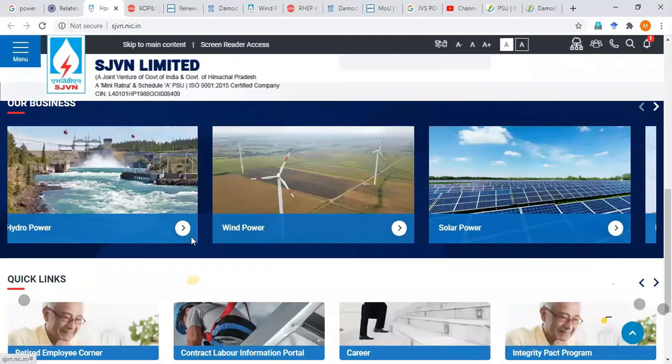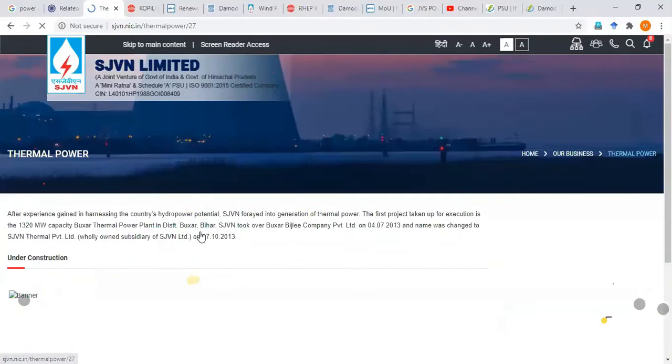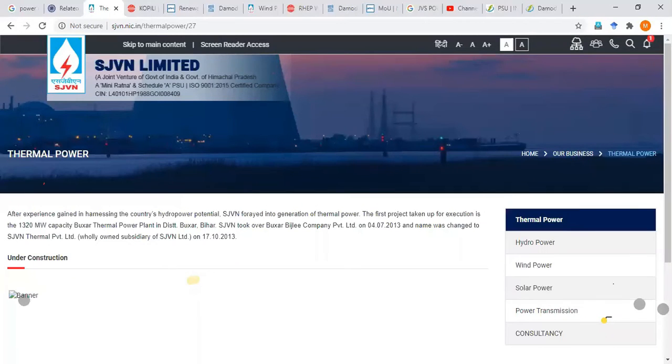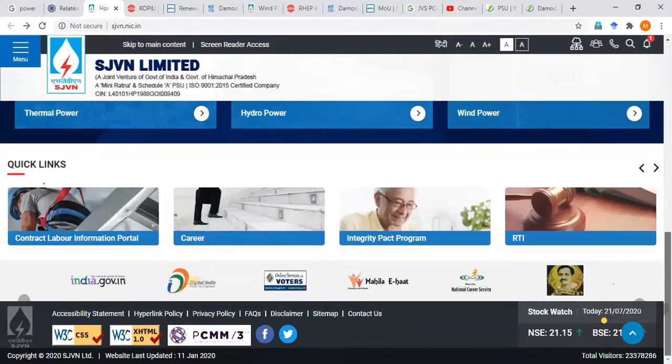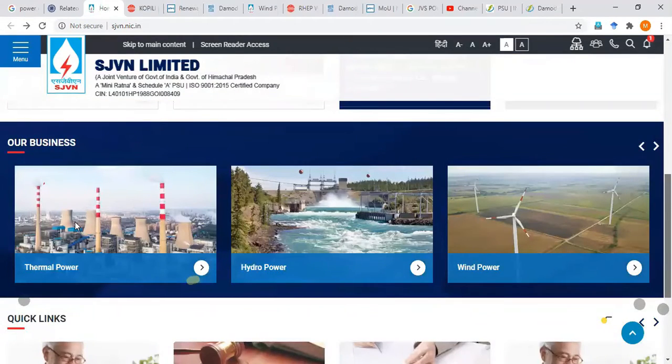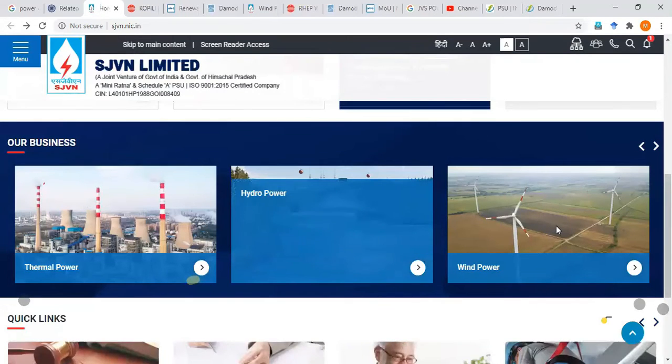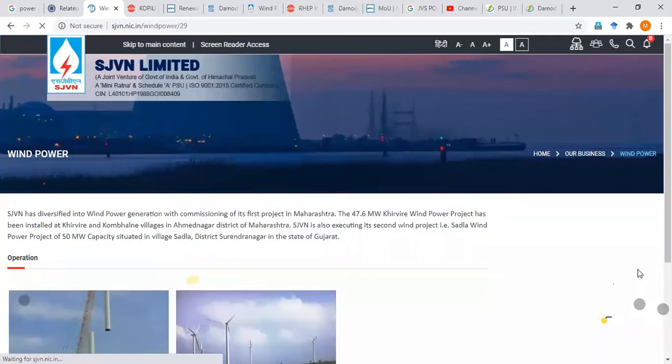Let's check the thermal power. Okay, so we'll not go into much detail of this because the page might be under construction. So this is hydro, this is wind, and further we have seen solar, and they're also working in power transmission as well.